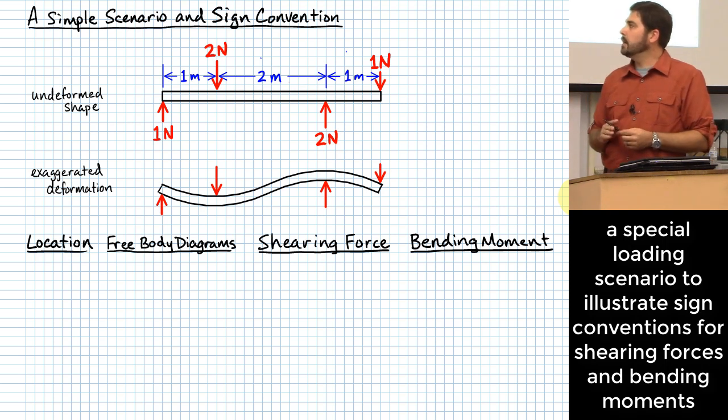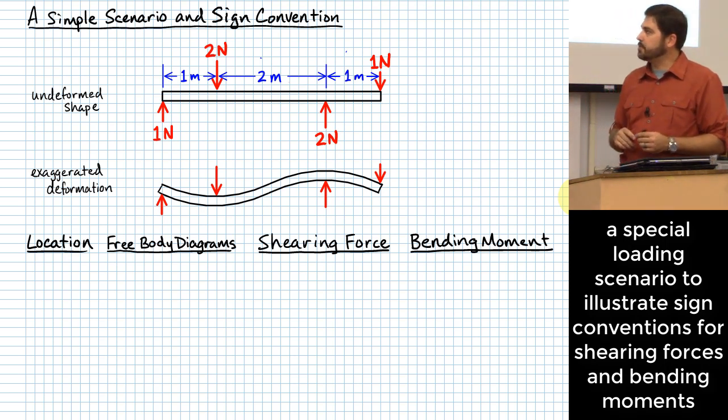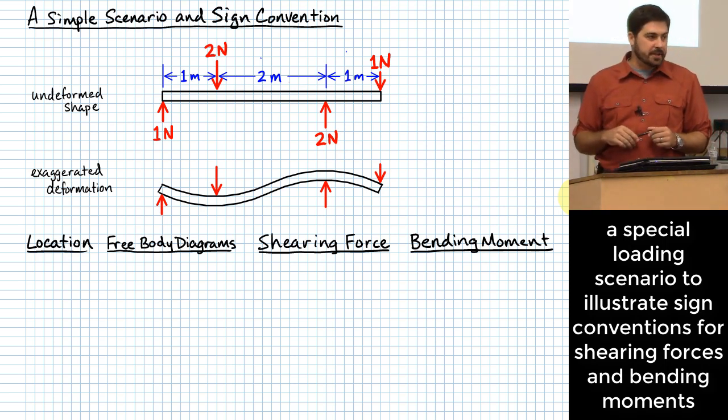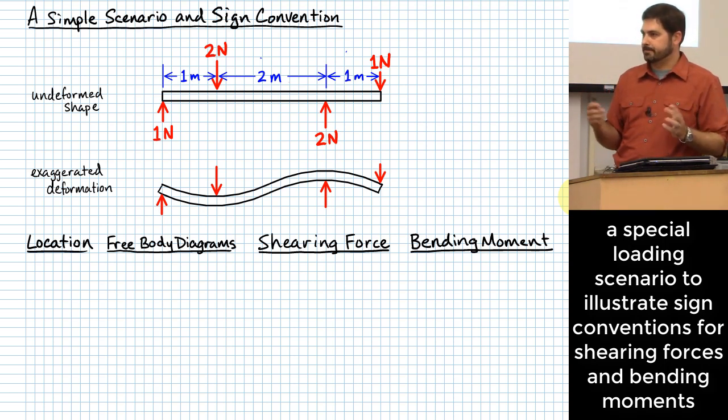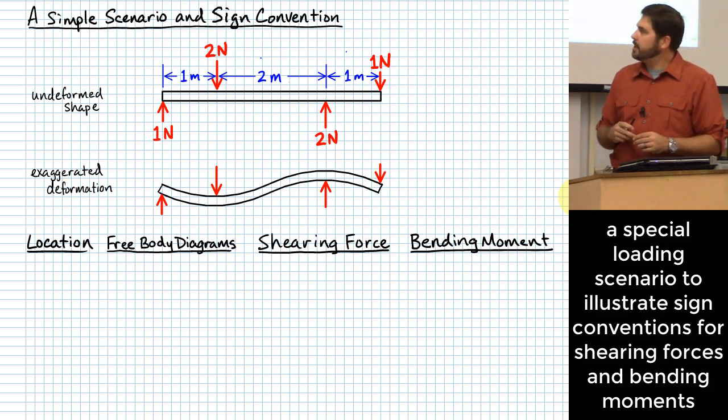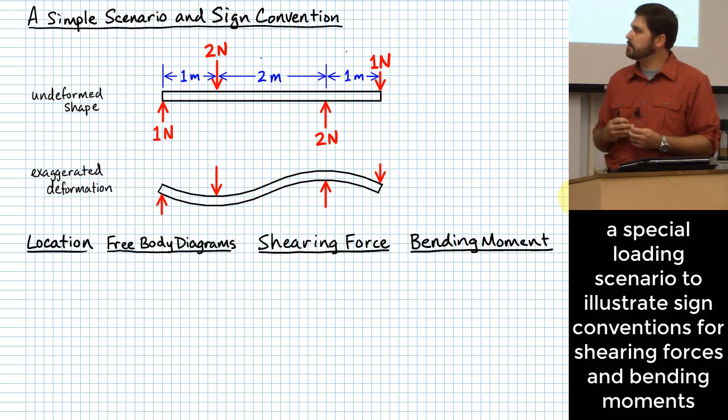Okay? And I think one of the easier ways for me to talk about sign convention is to do another sort of conceptual example here. All right? So this conceptual example involves us having a beam that has two forces of 2 newtons acting on it, opposite directions, and two forces of 1 newton acting on it in opposite directions.